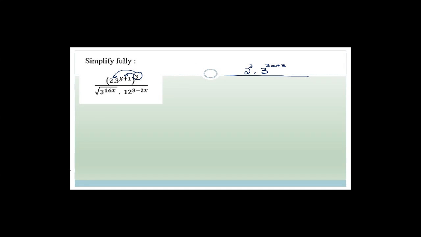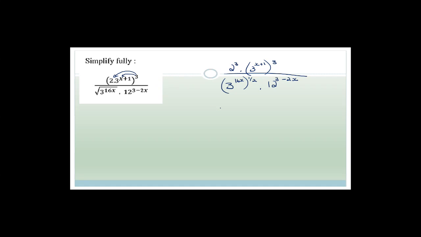Because why? Let me just take it a step slower. We're multiplying this 3 with everything inside, so 3 is to the power of everything inside here. So it's 2 to the 3 times 3 to the x plus 1, all to the power of 3, all over. Now this is a square root sign, and the exponent associated with the square root is a half. So you've got 16x to the half times 12 to the 3 minus 2x.